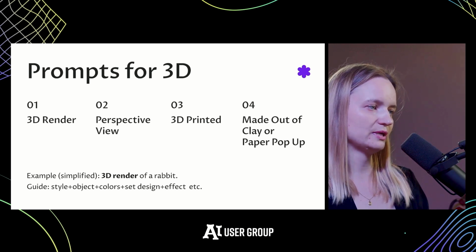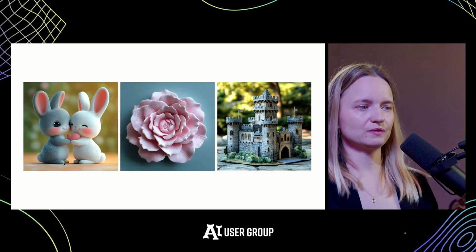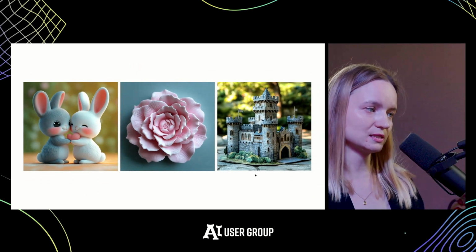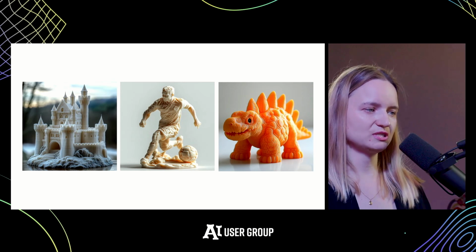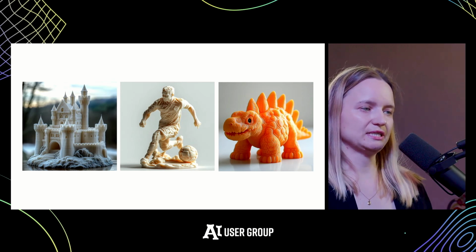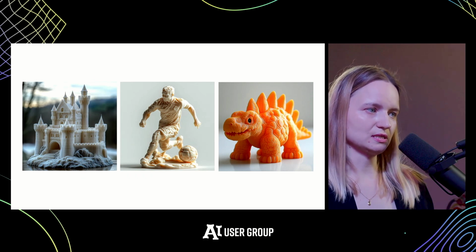So let's see what we have. The rabbit had a 3D render. The flower had made out of clay, and the castle is a paper pop-up castle. On this slide, all of the images were generated with the token 3D printed. These are the results that you can expect using this token.